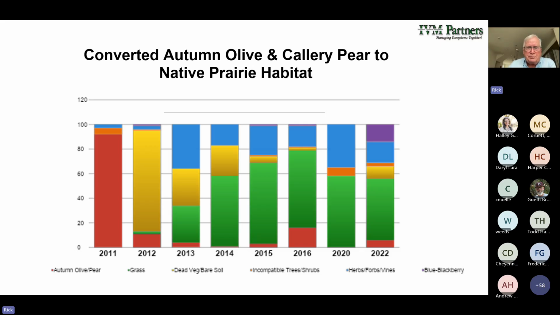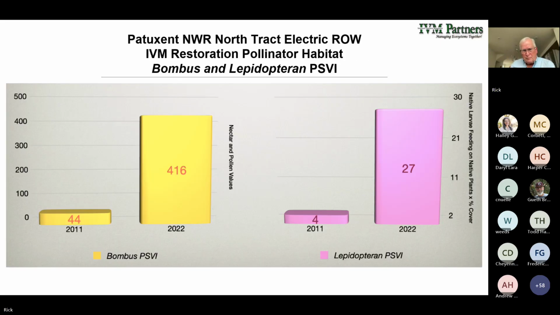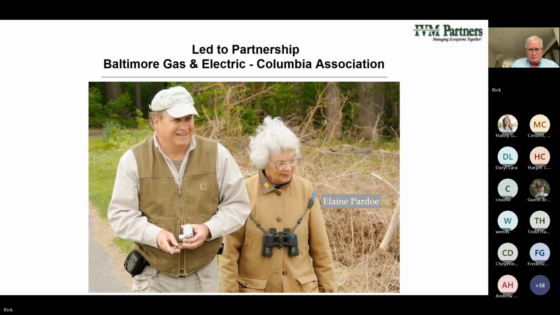You will never completely eradicate them because seeds are always falling in from other areas. So you have to stay on top of your work. But when you look at what the effect is on bees and butterflies, it's a tenfold increase in habitat simply by doing selective IVM work.